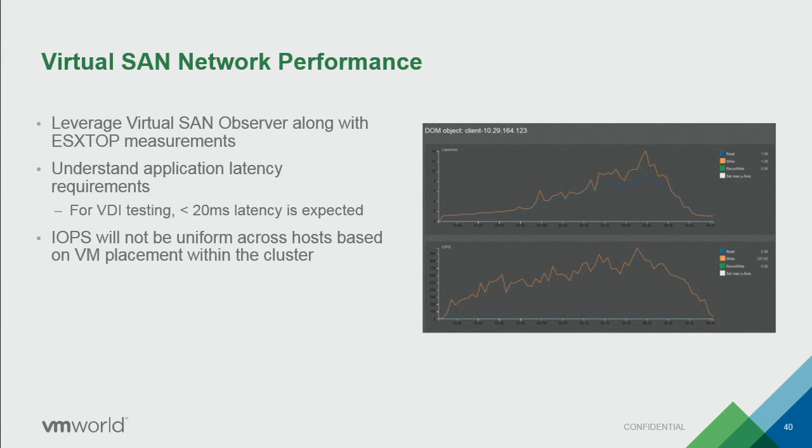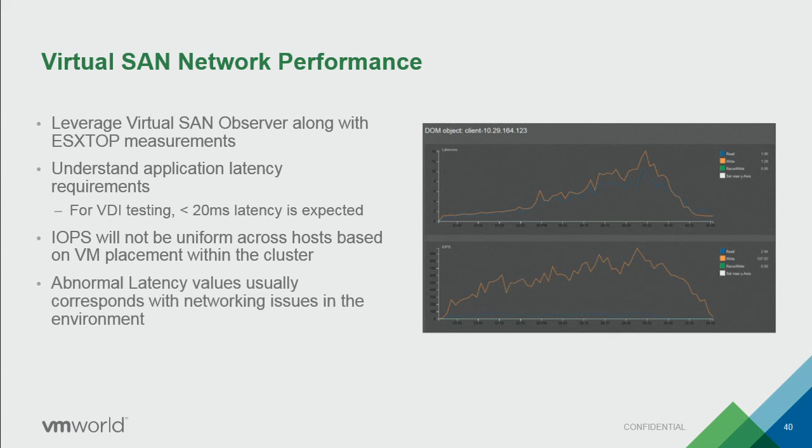One time we saw that and we had to do a bunch of things because we thought some host was not performing. Then we understood that it had fewer objects, because object placement is automatic. We don't manually do object placement in vSAN.